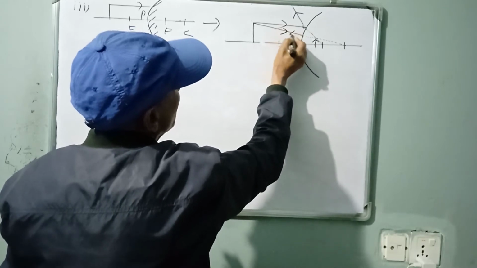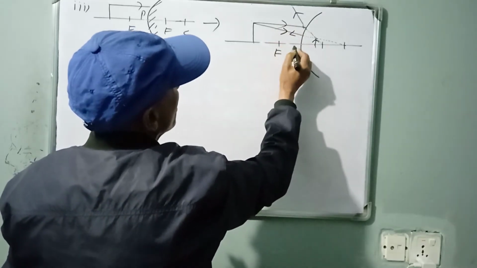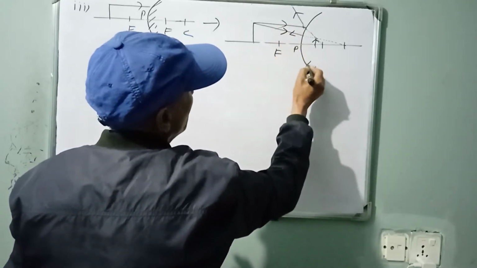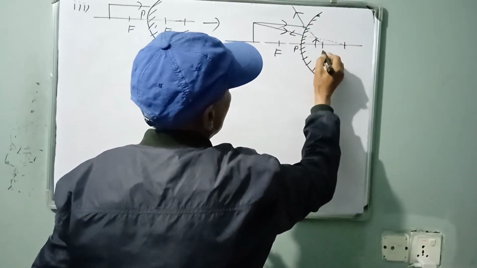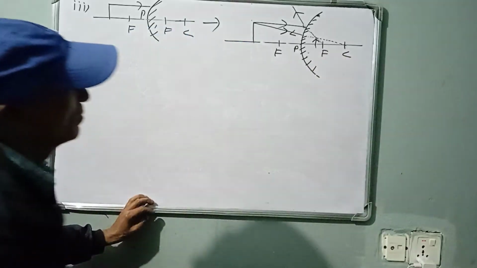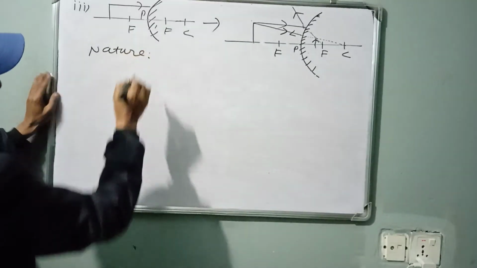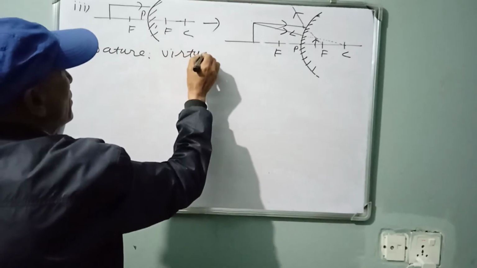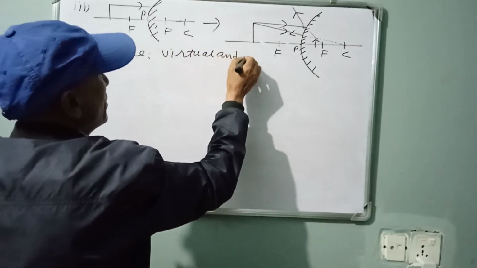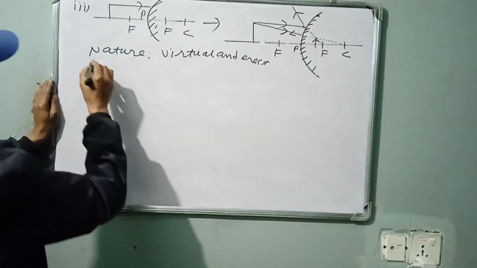Incident ray, reflected ray, focus, pole P, polished inside, focus, center of curvature. What is the nature of the image? Virtual and erect nature. Position.